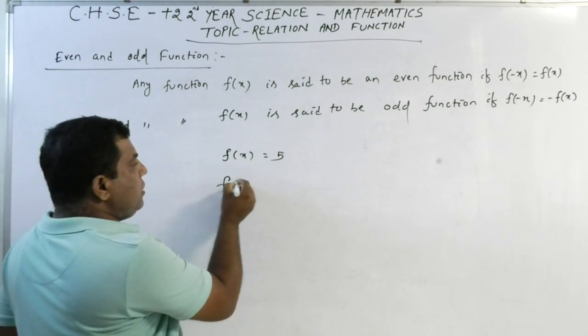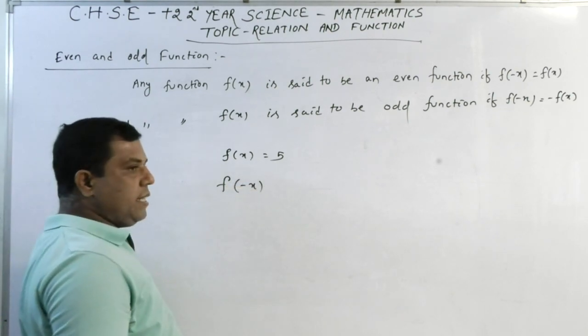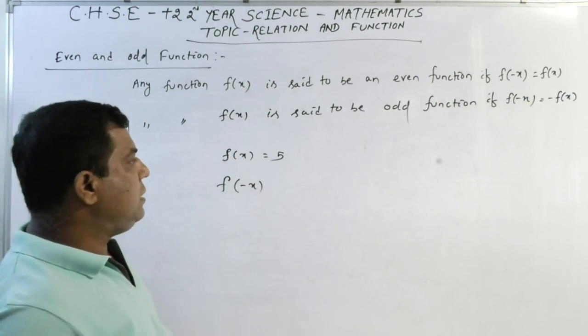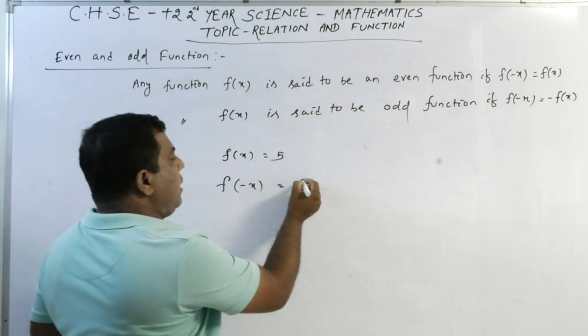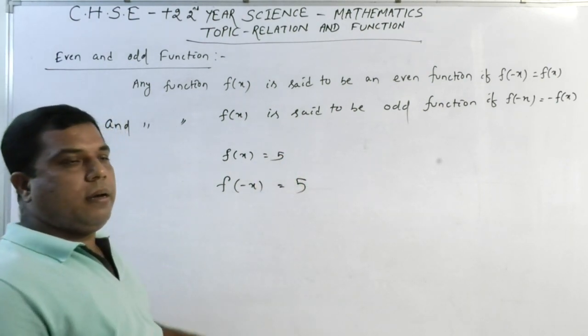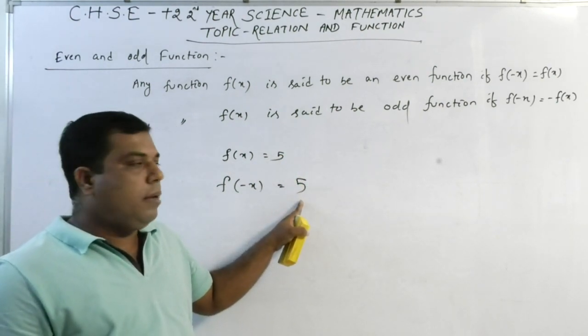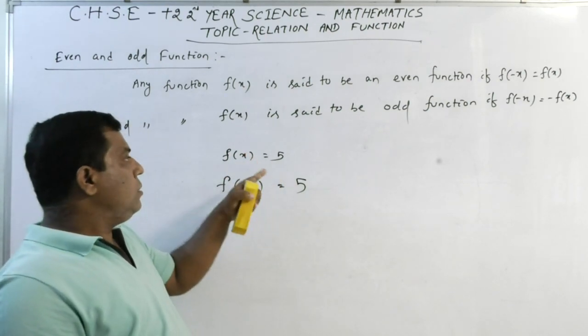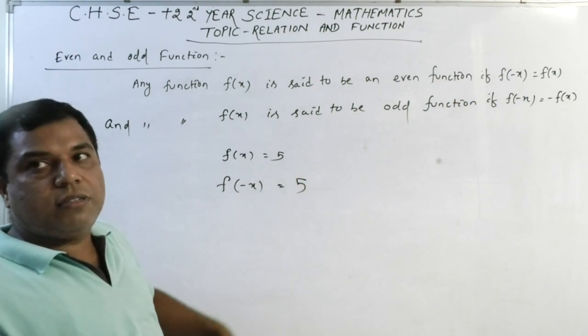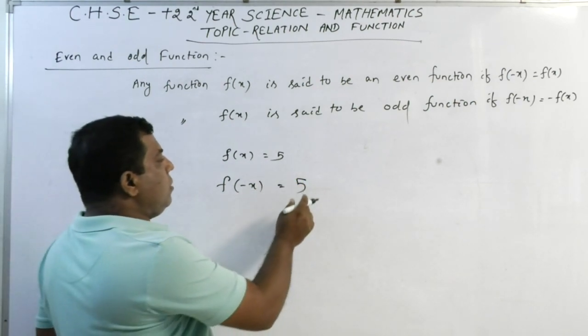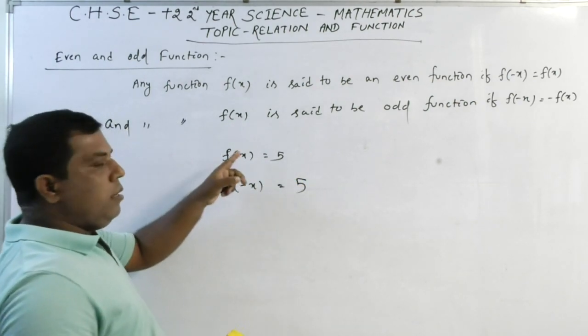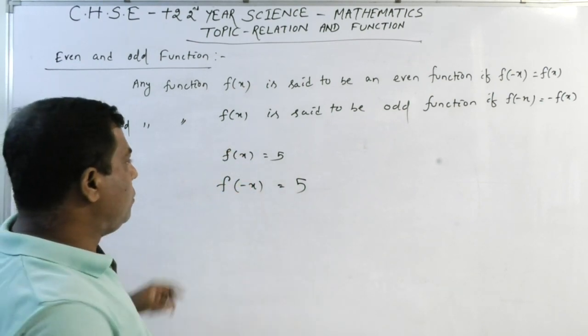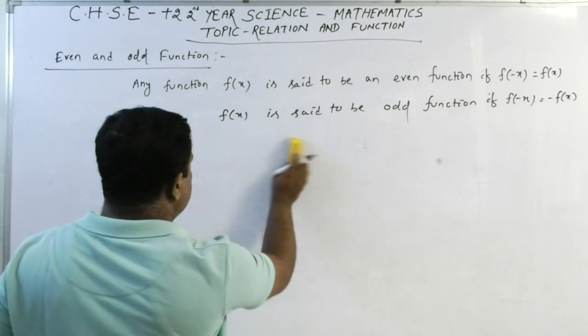Why? Because if I replace x by minus x, as it is a constant, the value remains the same. It does not alter; it does not depend on the value of x. So the constant function is always an even function. Okay, so I can make it as a note.